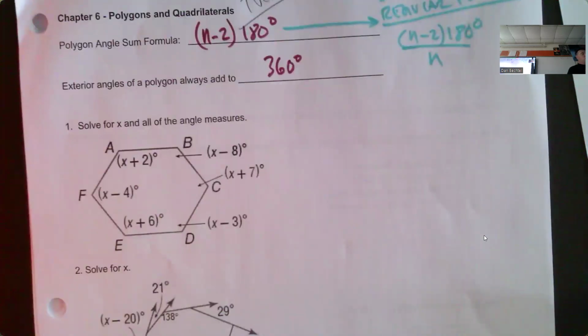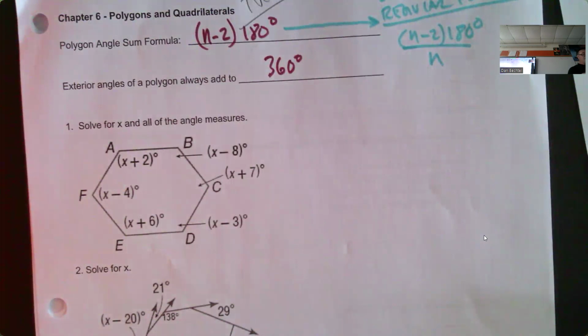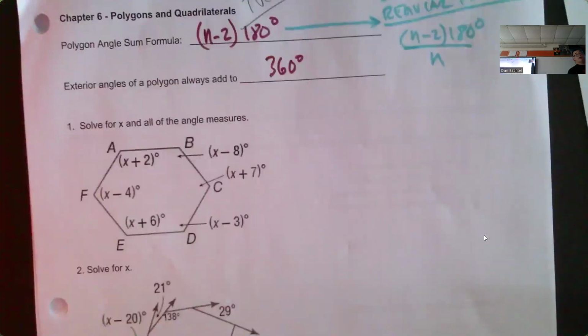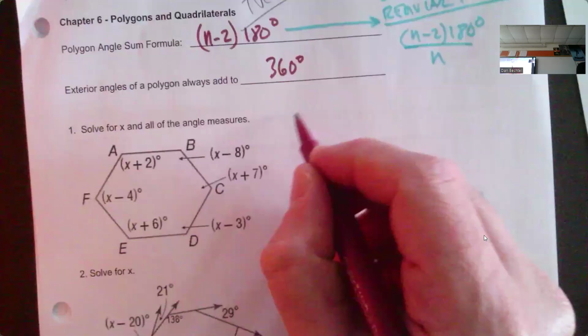Now, guys, let's look at our first problem here. What type of shape is that? Hexagon, which means how many sides? 6. So if we've got a 6-sided figure and we want to solve for x and all the angle measures, if we're going to solve for x, what would we have to do first? Yeah, we got to find the sum, and then we got to add them all together and set them equal. So first, let's do the sum to make sure we have that.